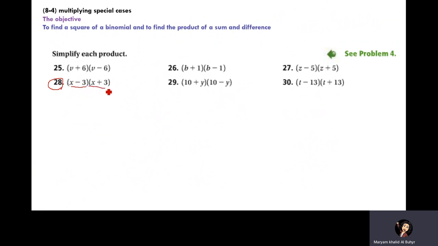I have this one exactly the same as this one. The only difference is this. So I'm going to say that is x to the power 2 minus 3 to the power 2, which is 9. I'm done. So that's the idea. Here is the same thing. It is 100 minus y to the power 2, and so on.